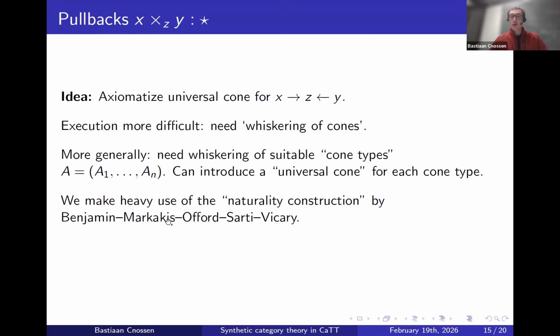And one very important ingredient that we make use of is a certain naturality construction in CaTT, which allows us to make precise this notion of iterated Hom type, not just for an individual type, but even for these cone types. So this naturality construction was constructed roughly a year ago by these 5 authors: Benjamin, Markakis, Offord, Sarti, and Vickery. Yeah, and as mentioned, I will omit the details on this.